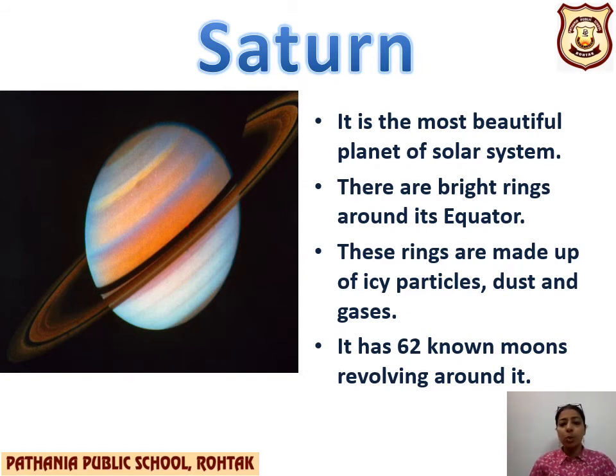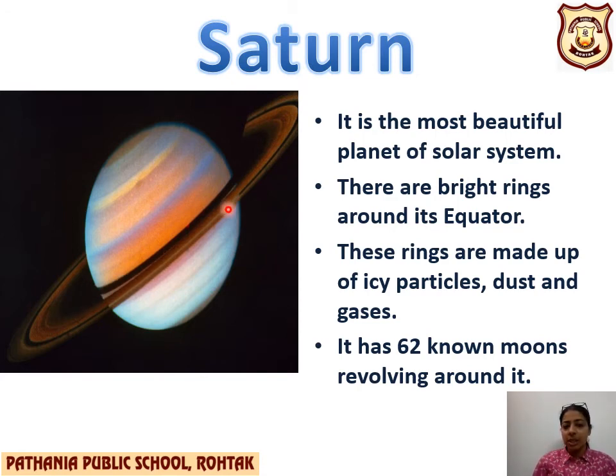The sixth planet we are going to discuss is Saturn. Saturn is the most beautiful planet of the solar system. Why is it so beautiful? Because if you see in this picture, it has rings around it and it is also shining. So bright rings are around its equator. Equator means the center line of the planet.